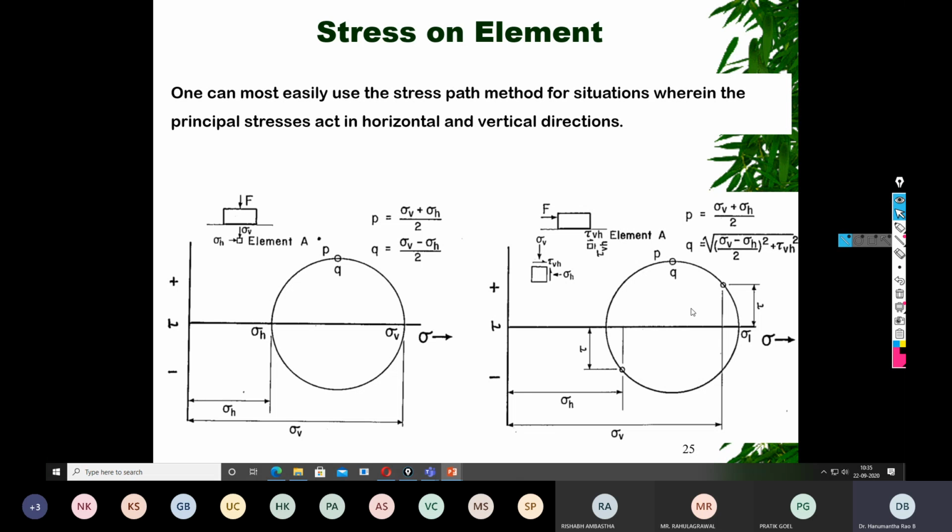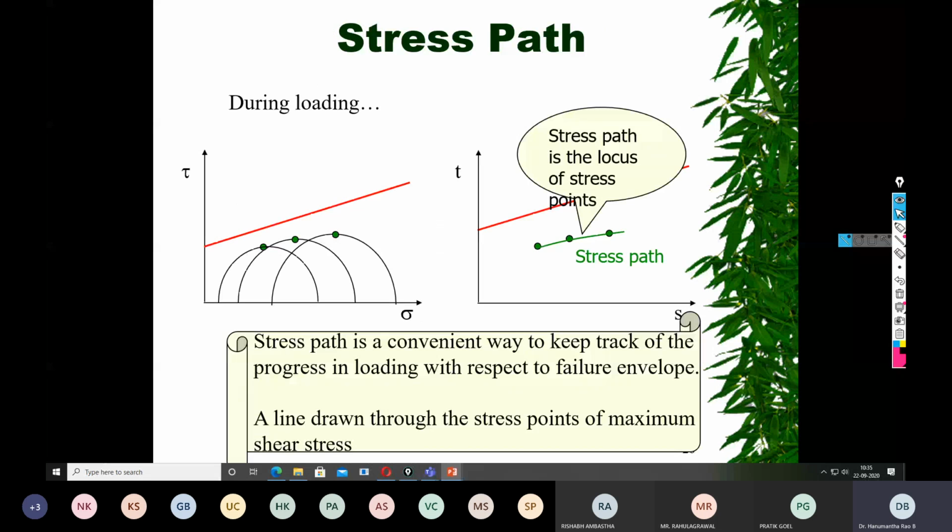So when you have been given only the major and minor principal stresses, this is how you can draw it. And when you have been given, in addition to sigma h and sigma v, the shear stresses also, this is how we can draw it. So this is the meaning of the stress path. Let us try to understand.